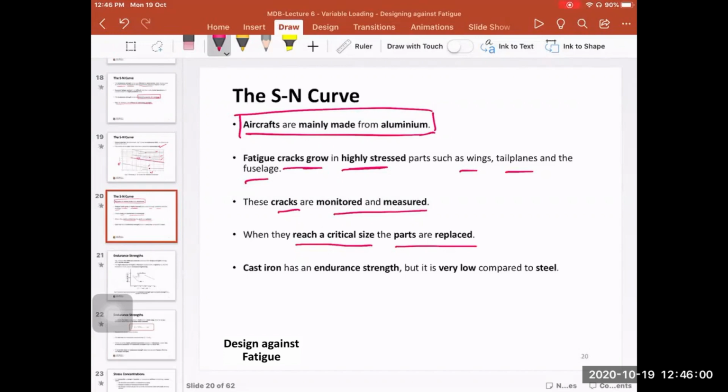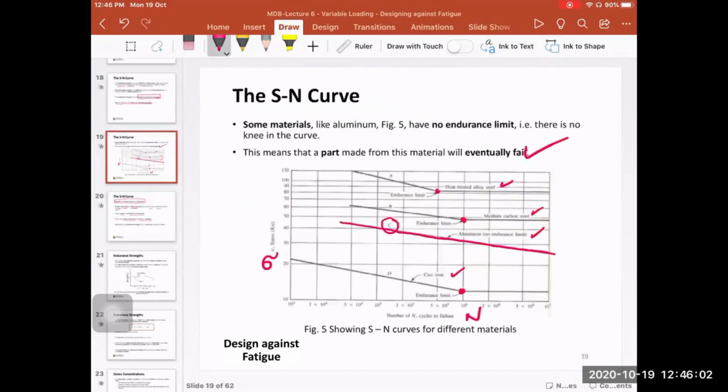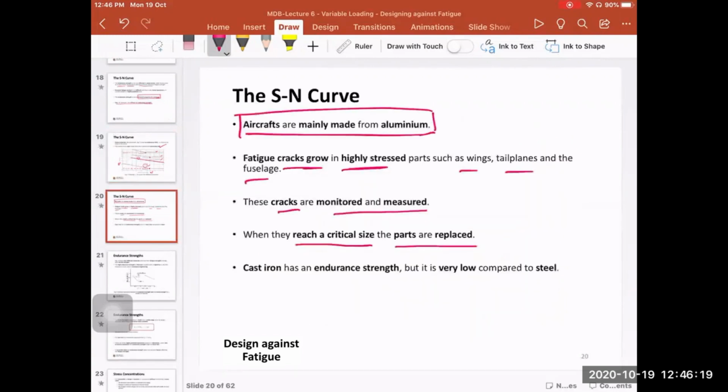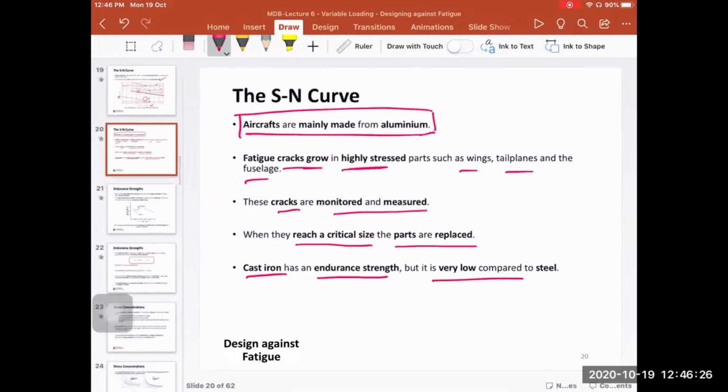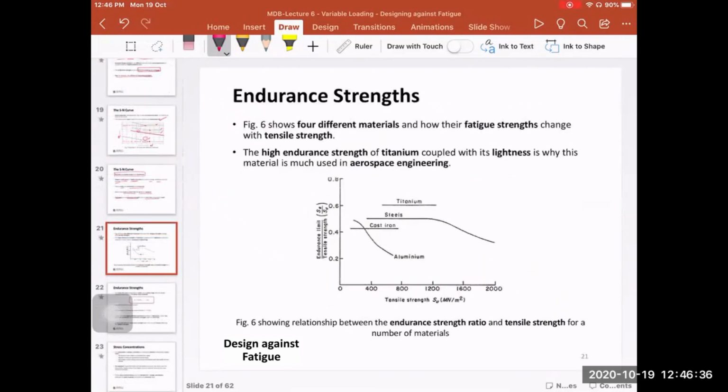And if I go back here, you see the last one was the cast iron. If you compare the endurance limit of the cast iron to, for example, the endurance strength of the heat-treated alloy steel, you see the difference. The cast iron here has an endurance limit, but it is very low compared to other steel alloys. I'm just going to stop here for a moment.